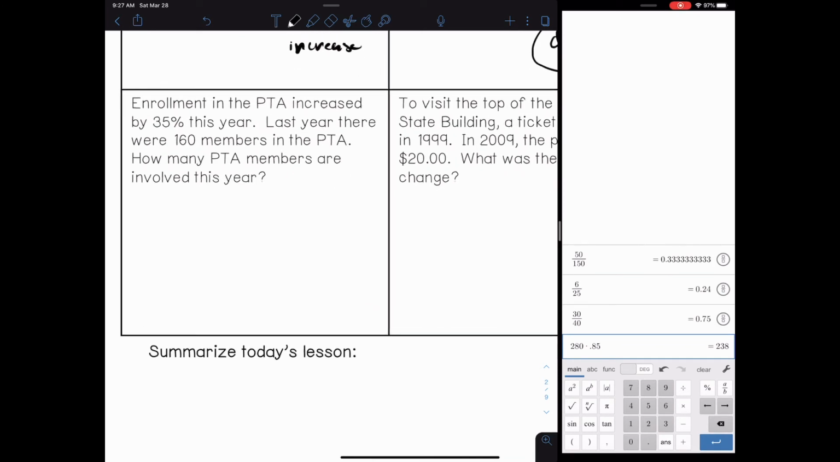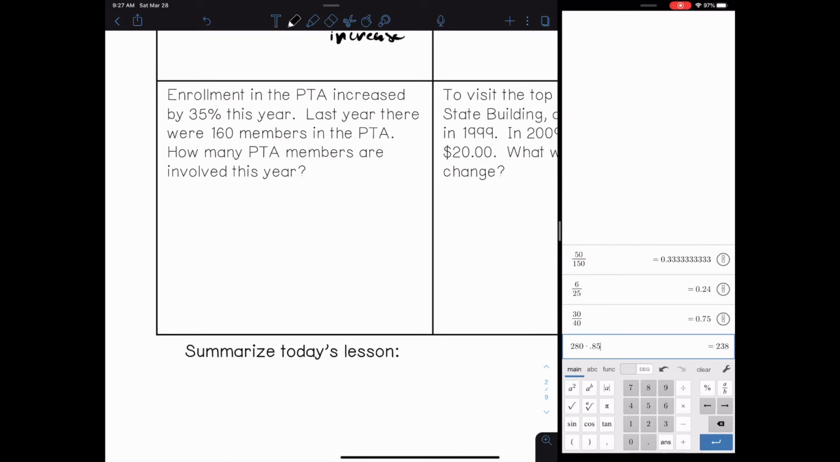Enrollment in the PTA increased by 35% this year. Last year, there were 160 members in the PTA. How many PTA members are involved this year? So remember, I have percent of change equals the final amount divided by the original amount. So it says 35%. It increased 35% this year.